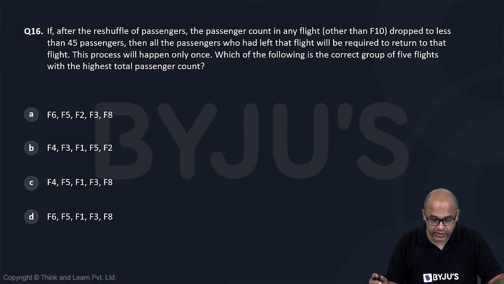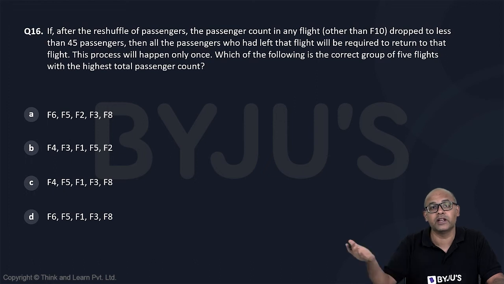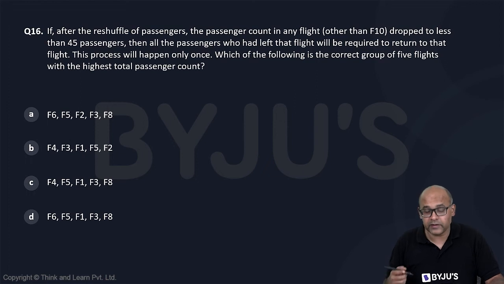And then we have this question. If after the reshuffle of passengers, the passenger count in any flight other than F10 dropped to less than 45 passengers, then all the passengers who had left that flight will be required to return to that flight. So we are looking at after the shift, any flight, the total drops to less than 45, then they are reverting everything for that flight, they are making people go back. This process will happen only once, which means as a result of this, if some other flight is again going below 45, they will not do anything. Only once they are doing it. Which of the following is the correct group of 5 flights with the highest total passenger count?